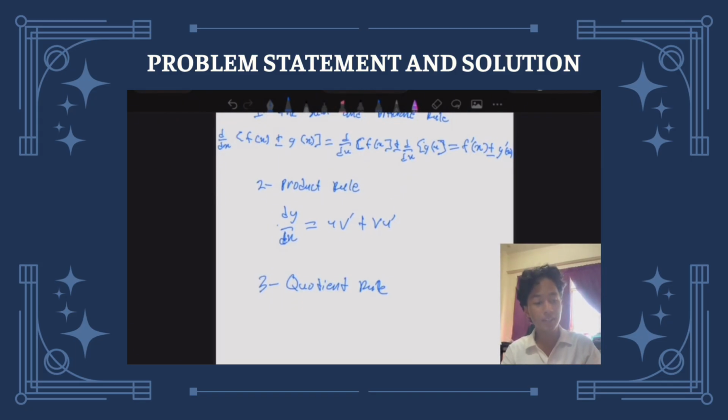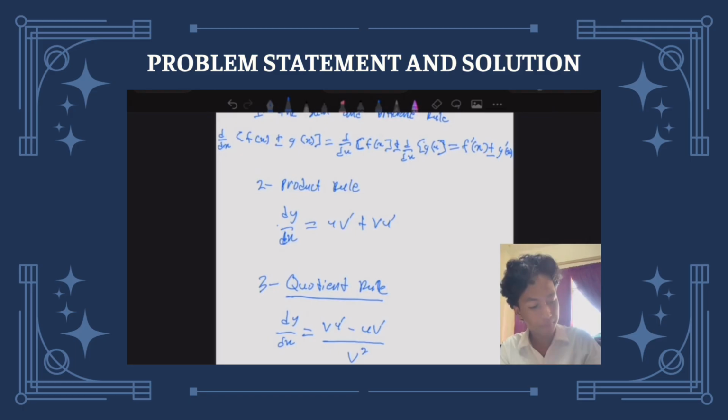We go to number 3. Number 3 is the quotient rule. The quotient rule is used when functions are being divided like a fraction, like u divided by v. So the formula is dy over dx equals v u prime minus u v prime over v squared. So here is the formula that we can use for the quotient rule.